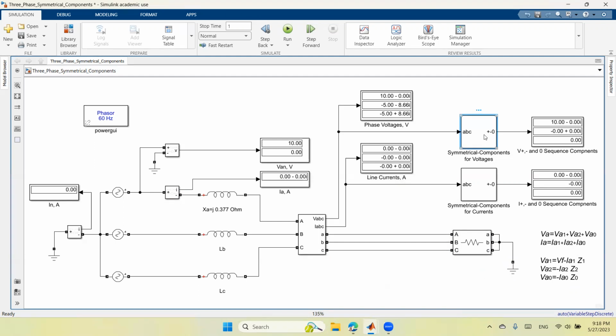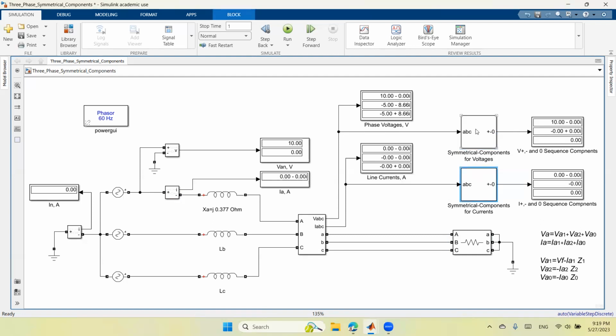Now I have here a new block also, which is symmetrical components. This block is for voltages because the input signal is the voltages from ABC, and then it will show you the positive, negative, and zero sequences. So this will be the positive, this will be the negative, and this will be the zero sequence, in the same order as it is shown here. So it will be the voltage positive, negative, and zero sequence components.